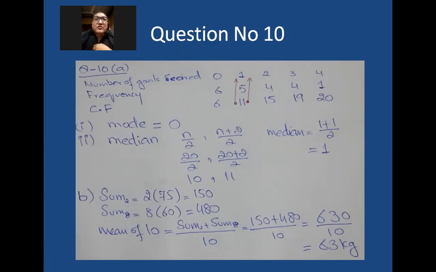If the last cumulative frequency is an even number, then I use these two formulas, n by 2 comma (n plus 2) by 2. N means the last cumulative frequency, so that will be 20 by 2 and (20 plus 2) by 2. So I have 10 and 11. I will look into the cumulative frequency for the 10th number and the 11th number.